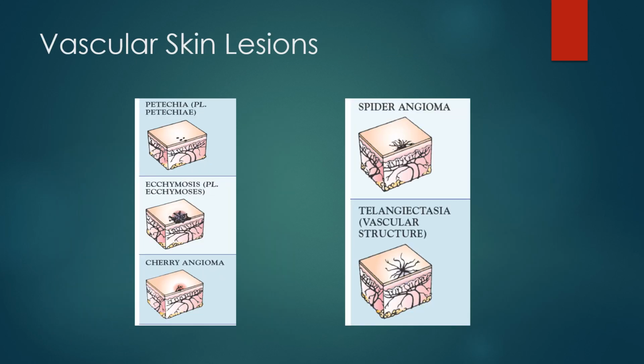Vascular lesions are a little bit more common to see in nursing. Petechiae are tiny little bruises on the skin and are diagnostic for some diseases we commonly see in nursing. Ecchymosis is bruising, and we see a lot of this. Ecchymosis can have all different shades of colors depending on the stage of healing it's in. Then we have cherry and spider angiomas, which are common vascular lesions as we age.